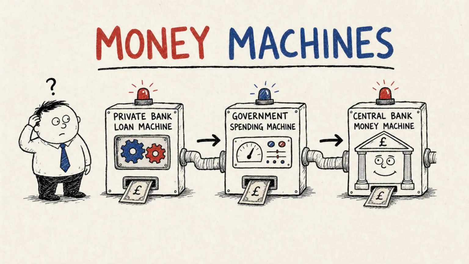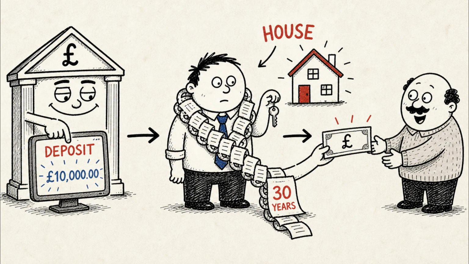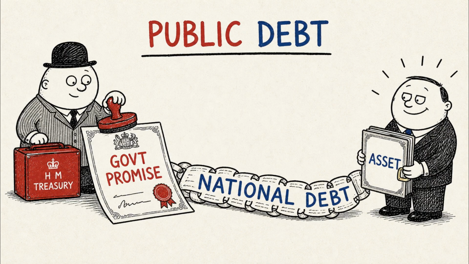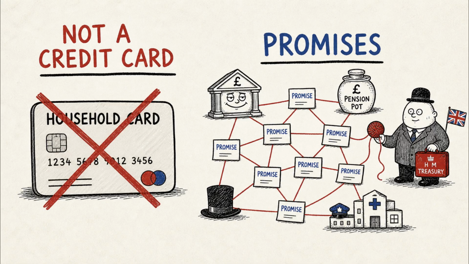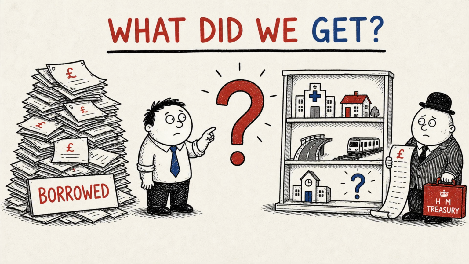In the last two videos, we looked at two different money machines. First, private debt. That is where high street banks create new bank account money when they lend, a deposit appears, a buyer gets a house, a seller gets paid, and a borrower gets 30 years of payments wrapped around their neck. Then we looked at public debt, the national debt. Not a giant household credit card, but a giant web of government promises. The government borrows by issuing gilts. Investors hold those gilts as assets. And the real question is not just how much did Britain borrow, it is what did Britain get for it?